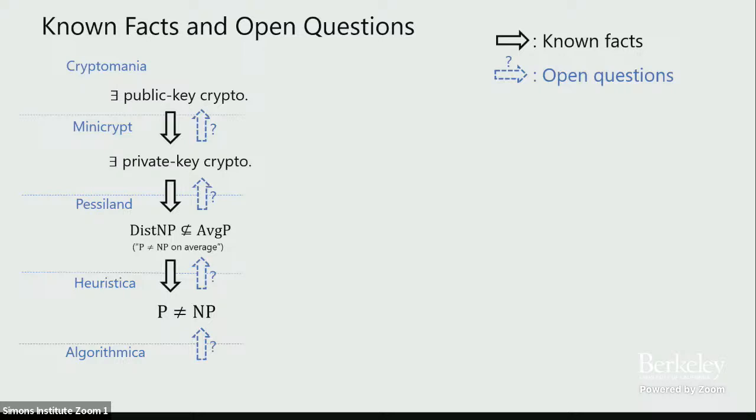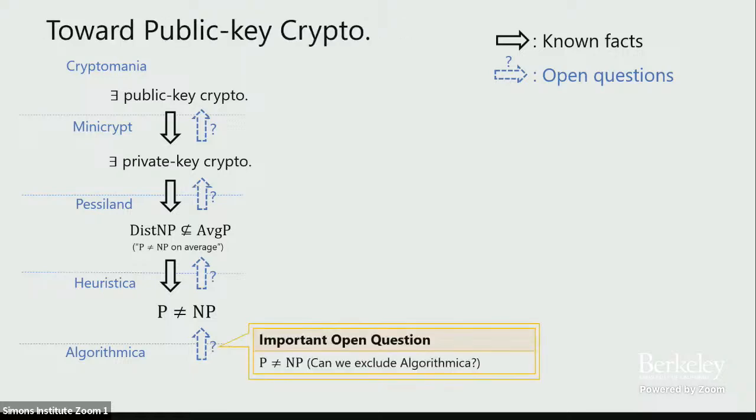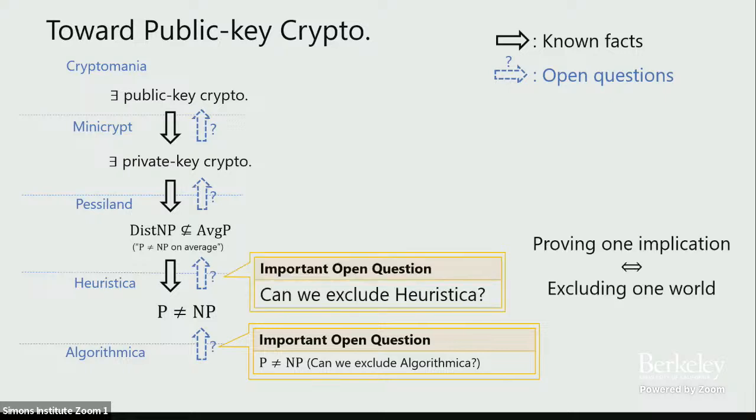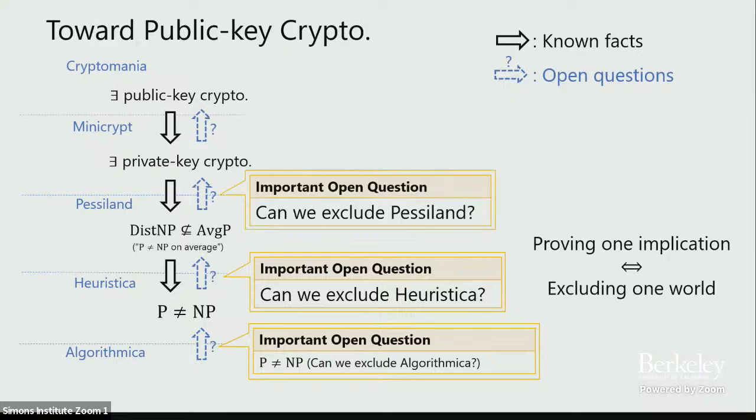And the converse of each implication corresponds to one of the most fundamental open questions in complexity theory and cryptography. For example, the bottom arrow means whether we can eliminate algorithmica, namely, this question is equivalent to P not equal to NP. And the second implication corresponds to whether we can get the worst-case to average-case reduction for NP, namely, assuming NP is hard in the worst case, can we show that NP is hard on average? This question is called whether we can eliminate Heuristica from the five possible worlds. And the third implication corresponds to whether we can eliminate Pessiland.